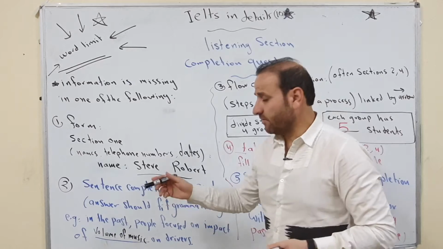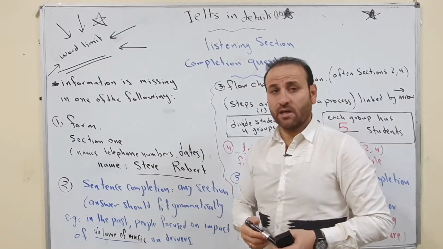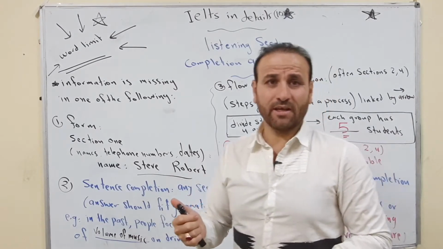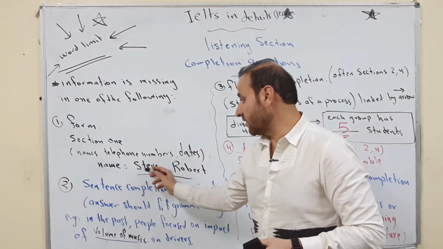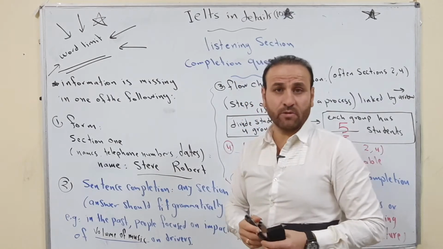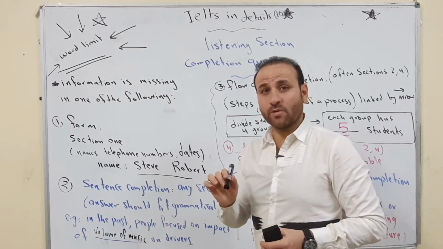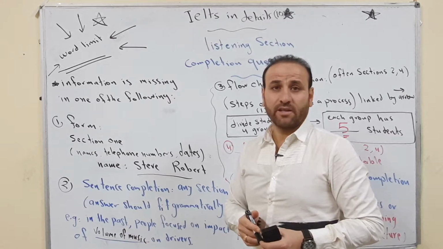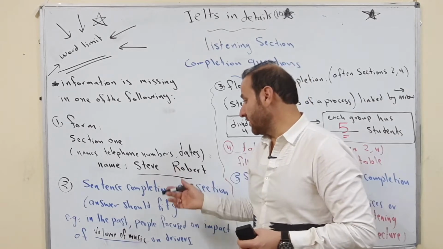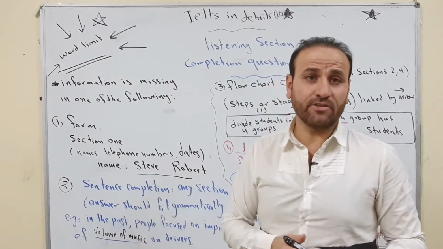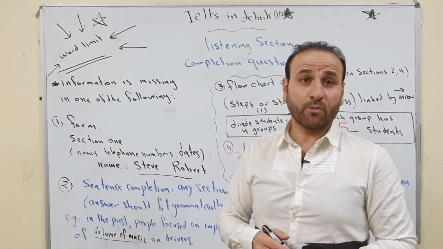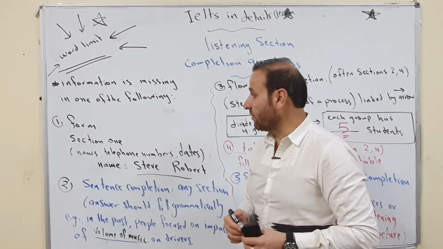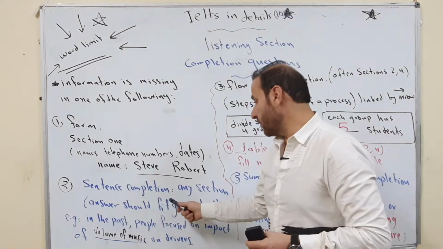For example, in the form they ask me about the name, and the answer can be Steve Robert. So as you know, for the names we have to write with capital letters, and it's very important that we know that usually they spell the names, especially the names which are not familiar. But for names like Robert or Henry and James, they don't spell them, but probably they spell the other names.